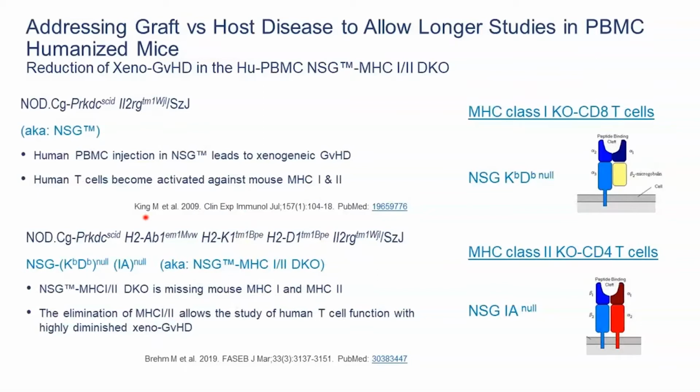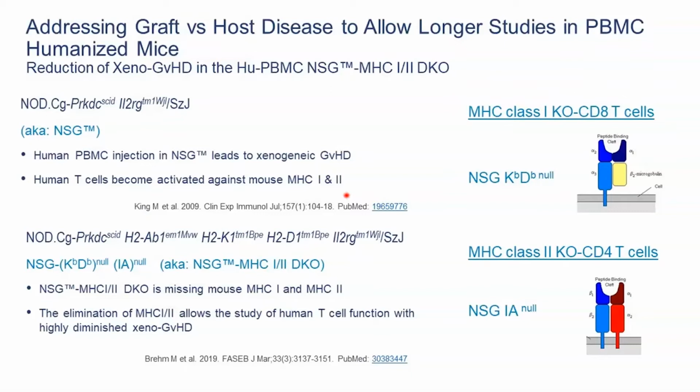But also very importantly, Lenny created two unique NSG mice. One was completely knocked out in mouse MHC class 1, and a second knocked out in MHC class 2. And they definitively showed that it's the mouse MHC molecules that are being recognized by the human PBMCs and causing an accelerated xenogeneic graft versus host disease in this model.